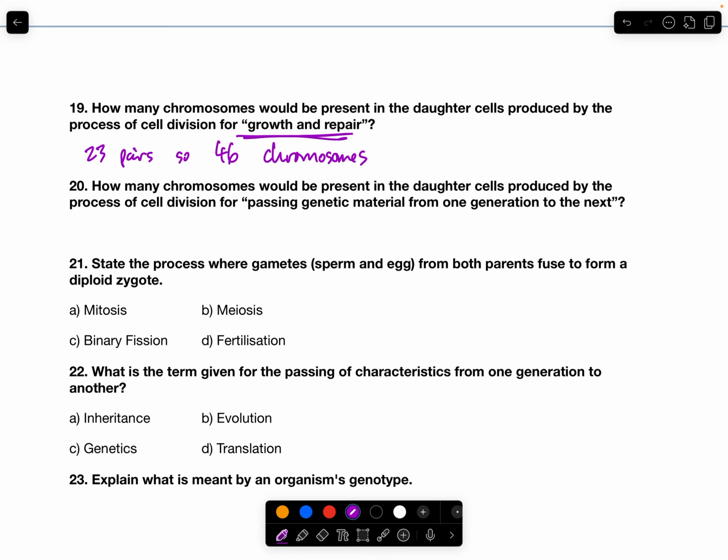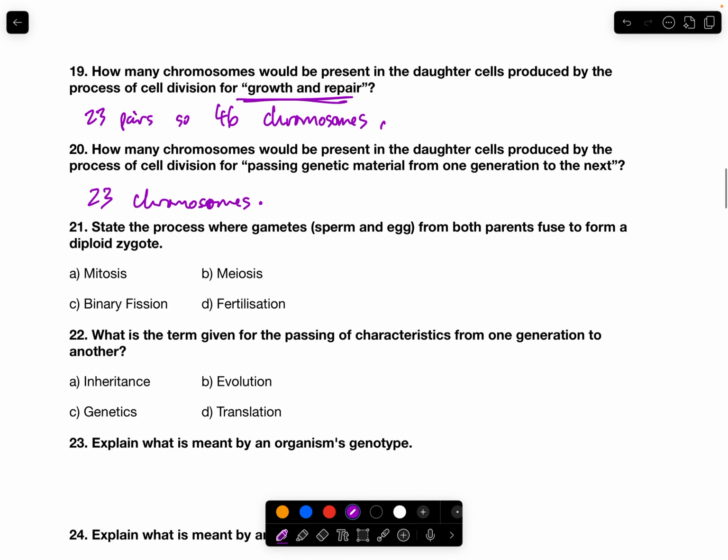How many chromosomes will be present in the daughter cells produced by the process of cell division for passing genetic material from one generation to the next? That's meiosis. So there's going to be half of that, so 23 chromosomes. Because you're going to need half as much DNA as a normal cell in the sperm and the egg.